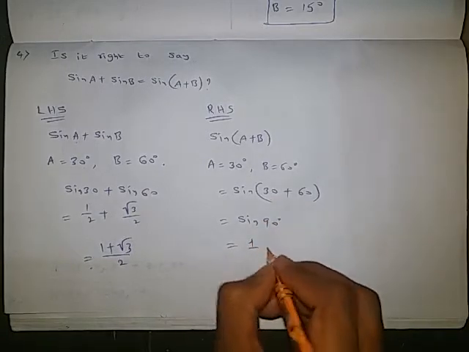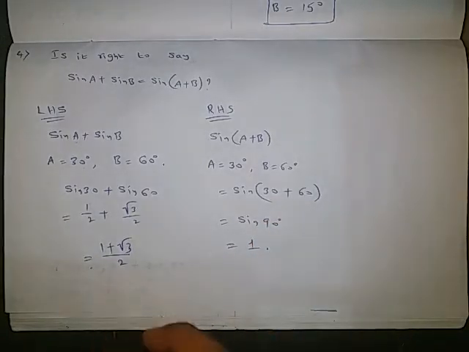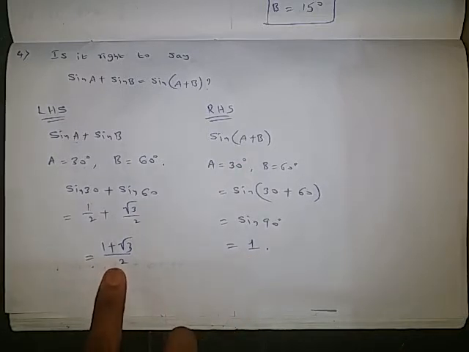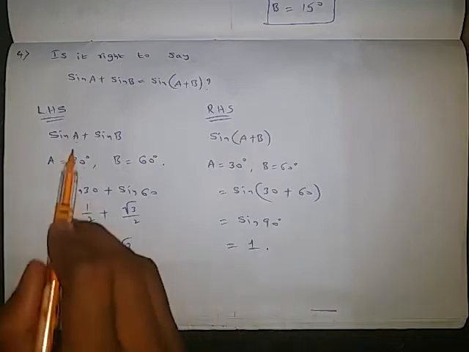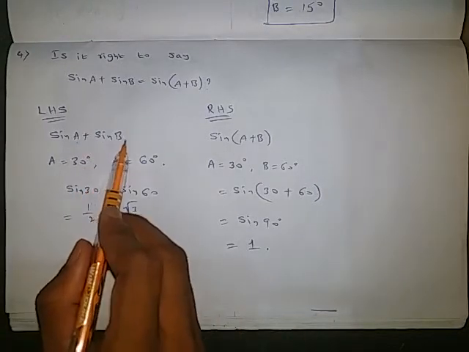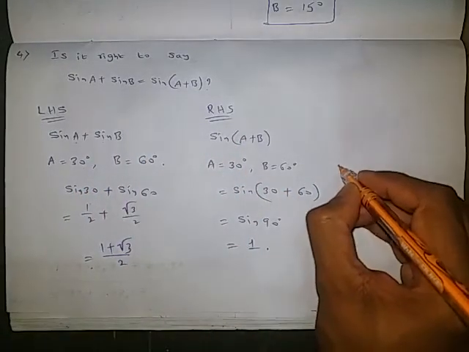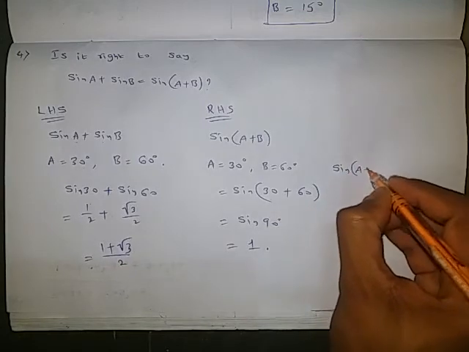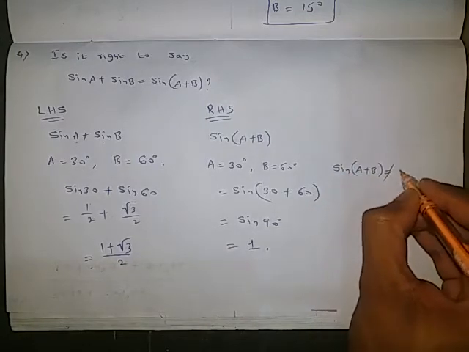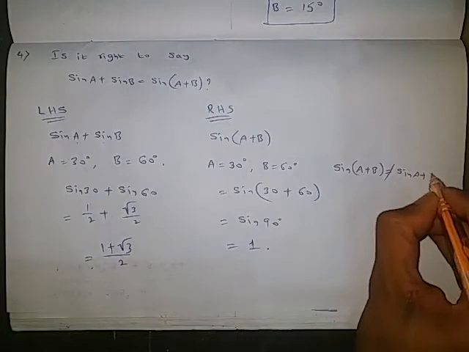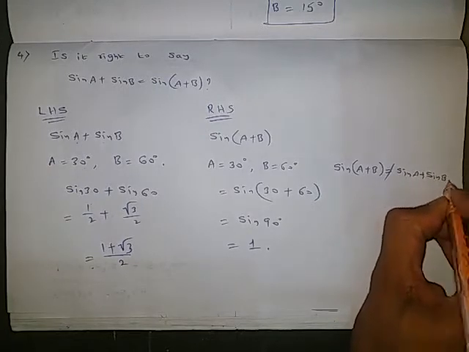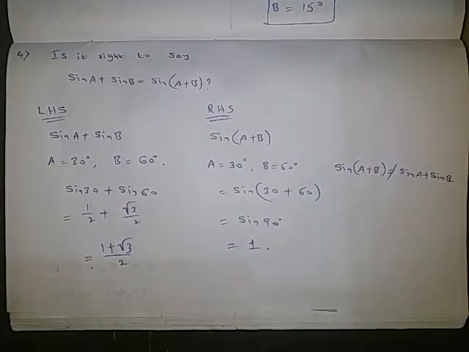Sine 90 is 1. If we compare these two answers, 1 plus root 3 by 2 is not equal to 1. So it means sine A plus sine B is not equal to sine of A plus B. Sine of A plus B is not equal to sine A plus sine B.